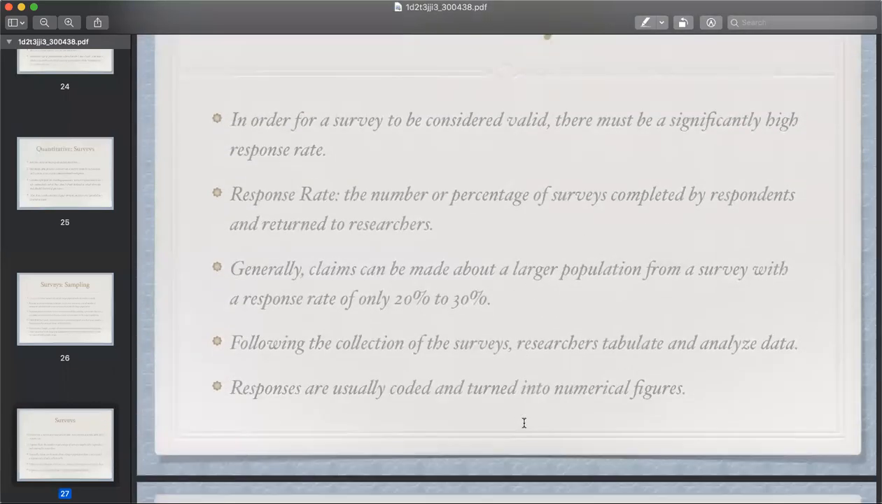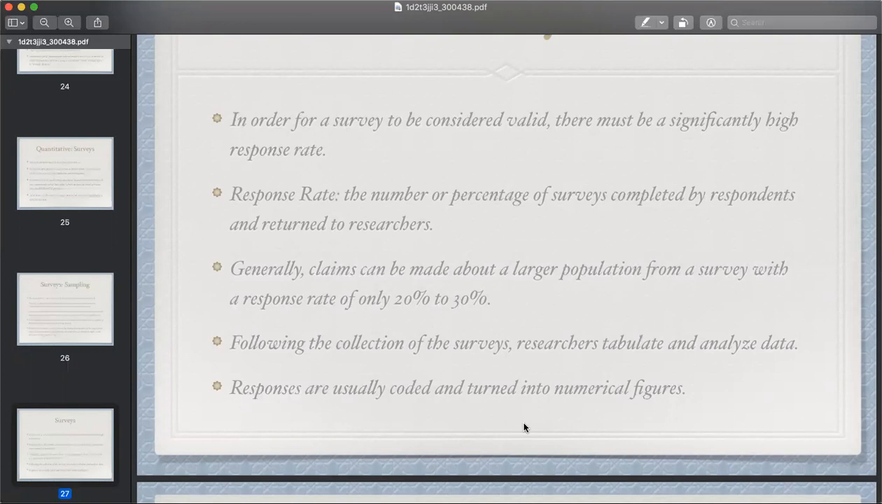Now, in order to have a study of any kind deemed valid, we have to focus on the response rate. The response rate is essentially the number or the percentage of surveys that are completed by the respondents and returned to the researcher. Ideally, we would love 100% of the people to respond, but that's not realistic in most cases. We can conduct research and consider it valid typically when we have a large enough population and we have 20 to 30% of the individuals that we've invited actually participate in the study.